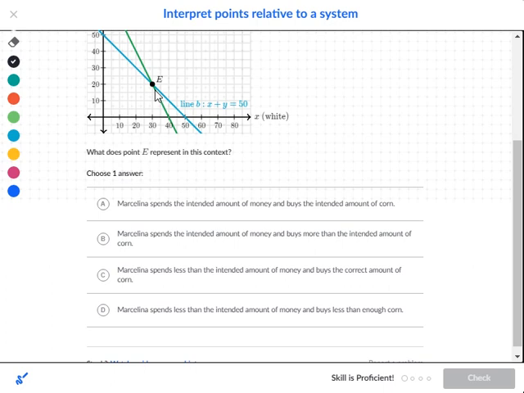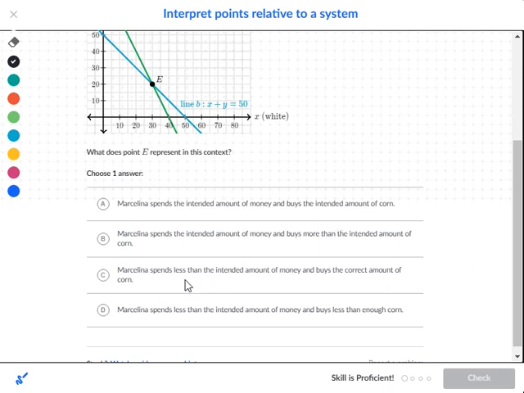Now it says that Marcellus spent the intended amount of money and buys more than the intended amount. No, because right here is exactly what you want. So the first one is what you intended to spend and what you intended to get. If you look at B, you're spending your certain amount of money, but you're getting more. That's not true. You exactly expected it to be there at E because that's where the lines meet. So wherever the lines meet, that's where you expect it to be.